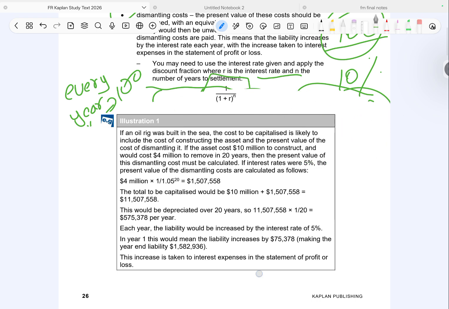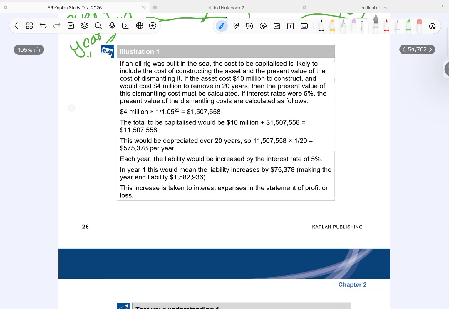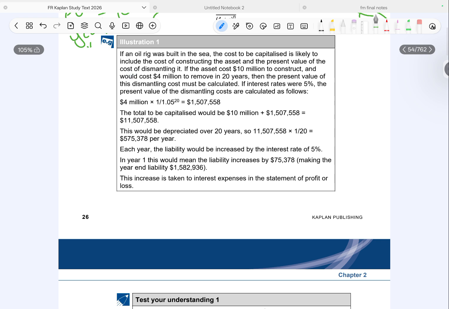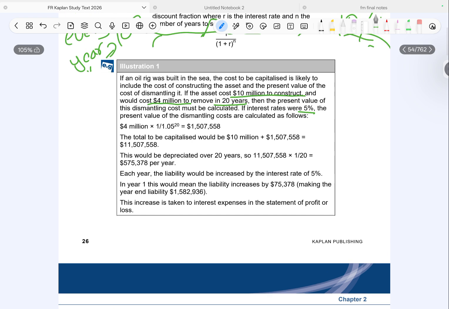Okay, if an oil rig was built in C, the cost to be capitalized is likely to include the cost of constructing the asset and the present value of the cost of dismantling it. If the asset cost 10 million to construct and would cost 4 million to remove it in 20 years, the present value of the dismantling cost must be calculated. If the interest rate were 5%, the present value of the dismantling cost... So now we'll have to find out how much needs to be capitalized for this oil rig which we have built.